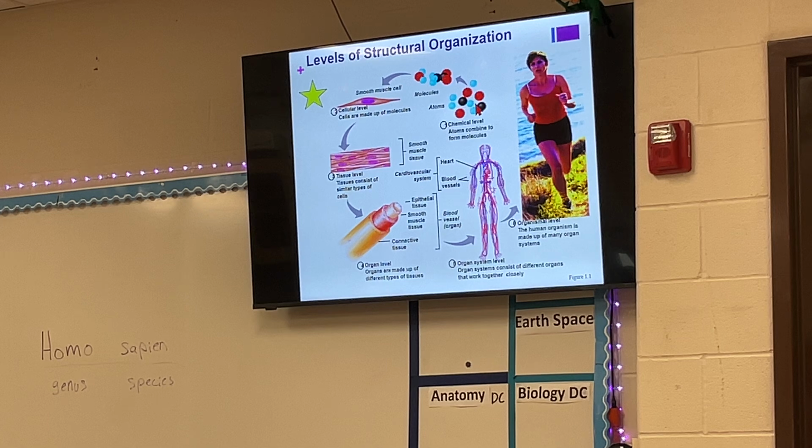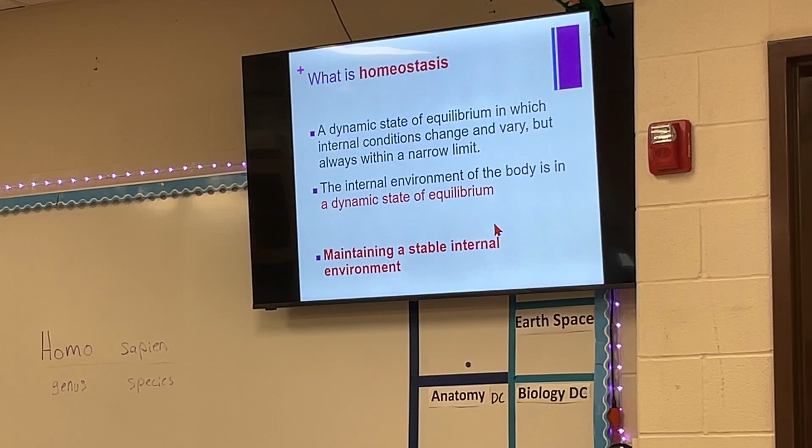You have atoms, and then the atoms combine to make a molecule. Molecules, cell, cell, tissue, tissue, organ, organ, organ system, and so on until you get an organism. So everything combines to form something more complicated. Starts off small, combines to form something bigger, combines to form something bigger.